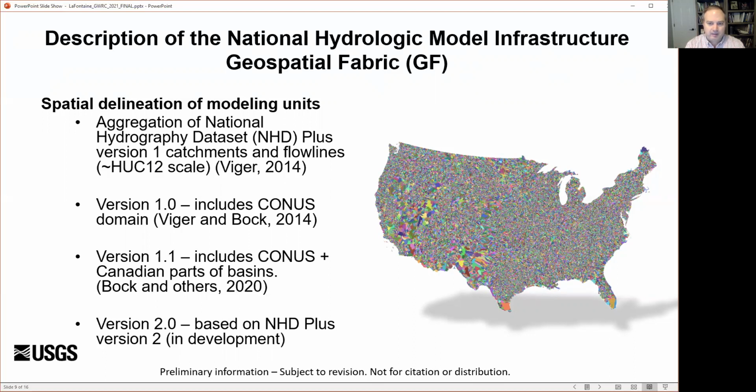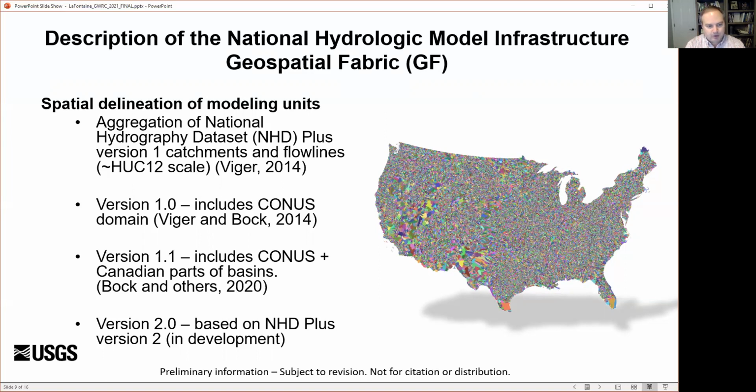We aggregated more than 2 million catchments into about 110,000 hydrologic response units that are then connected to about 55,000 stream segments across the country. This is version 1 of the National Hydrologic Model Geospatial Fabric, which was published back in 2014. Several model applications of PRMS and the monthly water balance model have been applied to that version.